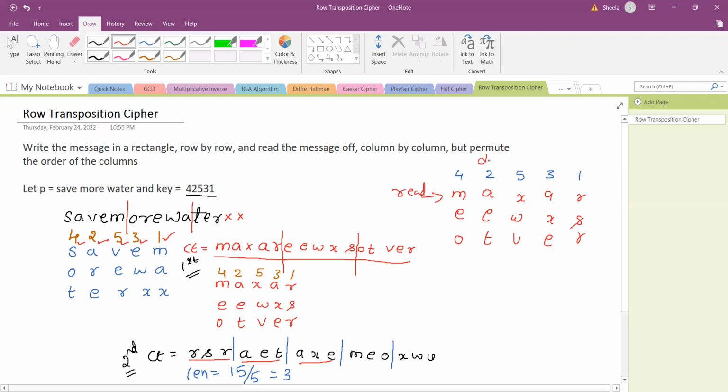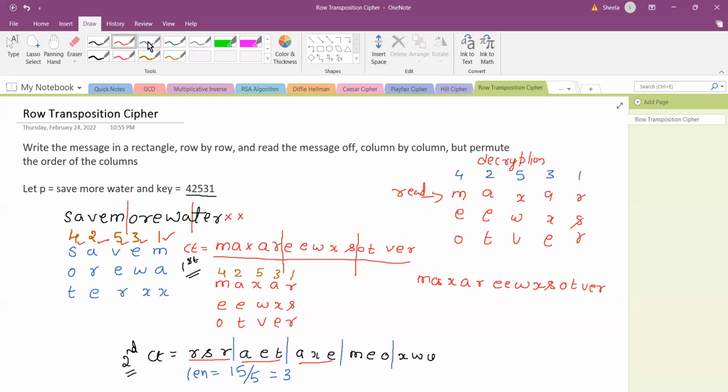This is decryption. Reading row by row, we get the message MAXAR, EEWXS, and then OTVER. Once again we have to decrypt.